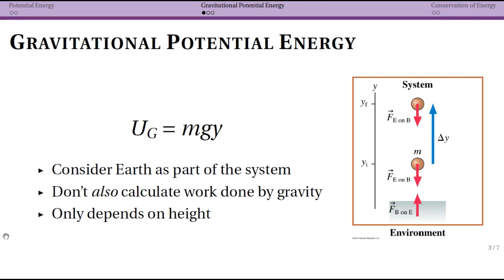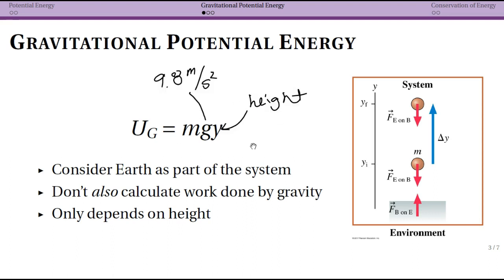Gravitational potential energy is going to be the first type of potential energy that we work with. We're going to put a subscript G on capital U to make it clear that we're talking about gravitational potential energy. At least on Earth, gravitational potential energy is the mass of the object, that is not the Earth, times g, where that's 9.8 meters per second squared, times the distance that you are up from your 0 point.